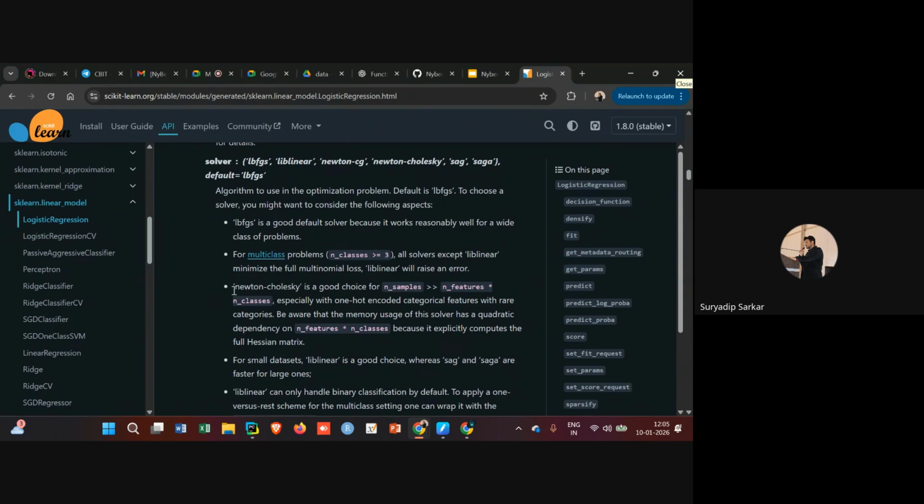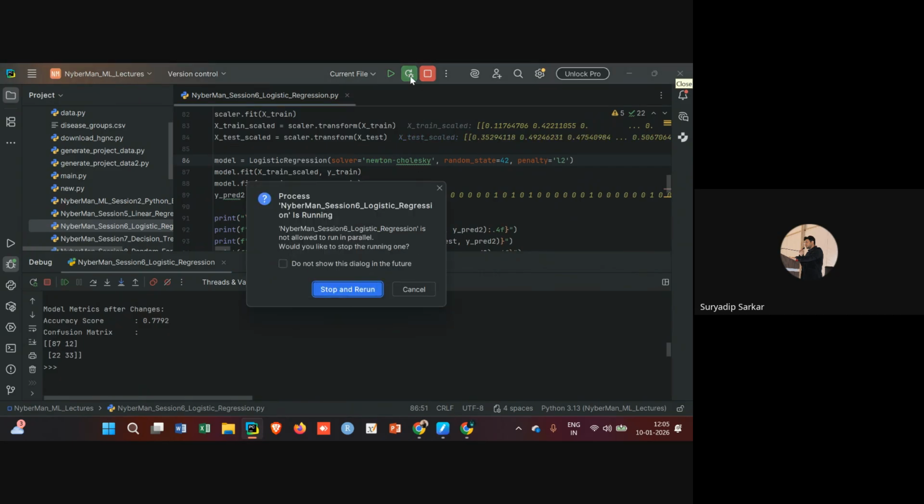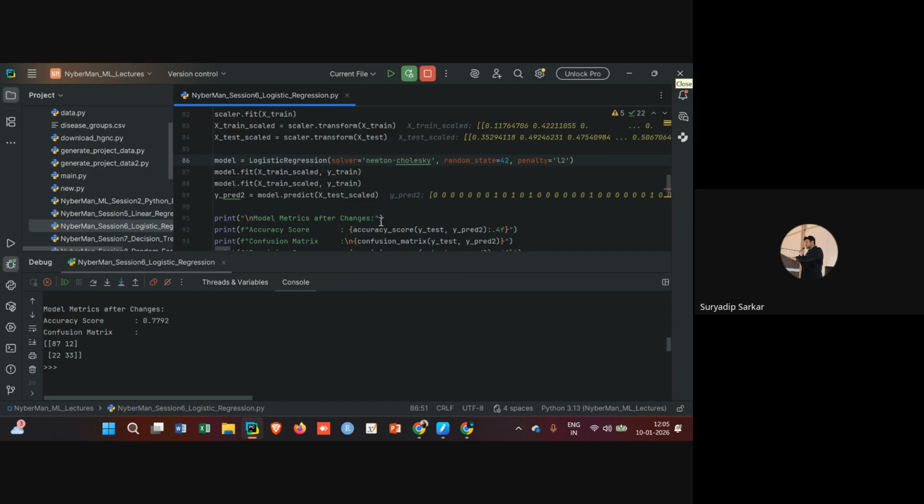So here it says that Newton-Cholesky is a good choice if the number of samples is much greater than the number of features times the number of classes. So the number of features is 8, times the number of classes is 216. The number of samples is around 700. So maybe this might work better. Let us try this. Let me go ahead, select this and copy. Paste it here. Let us actually rerun this and try. Let's see if this works well.